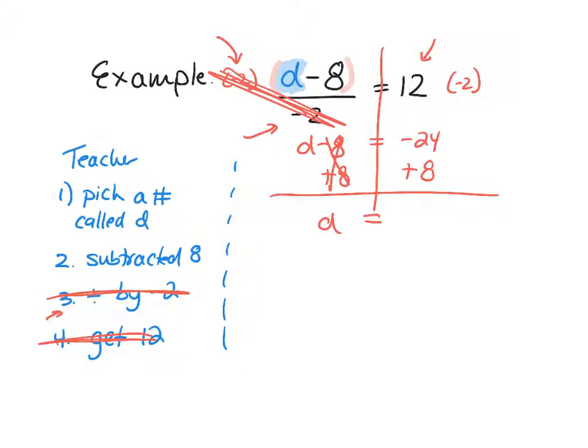Now here, -24 plus 8. So 24 and 8 are 16 apart, but there's more negatives than there are positives. So -16. So the answer is -16.